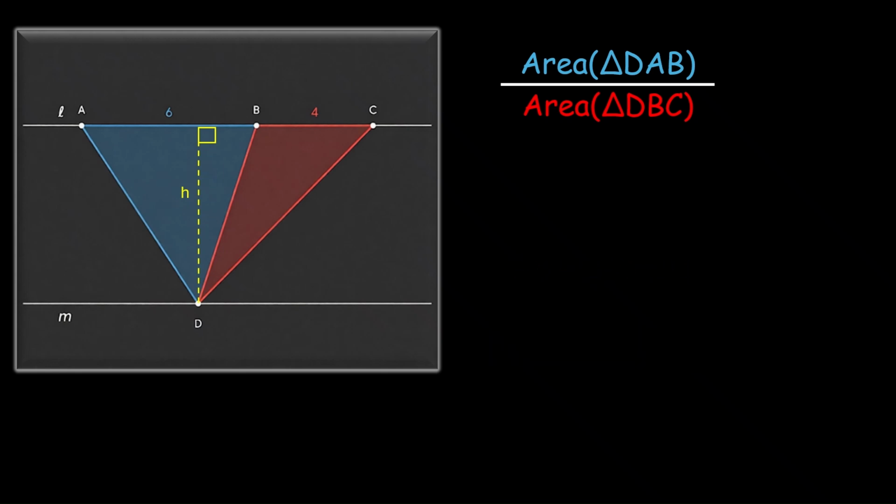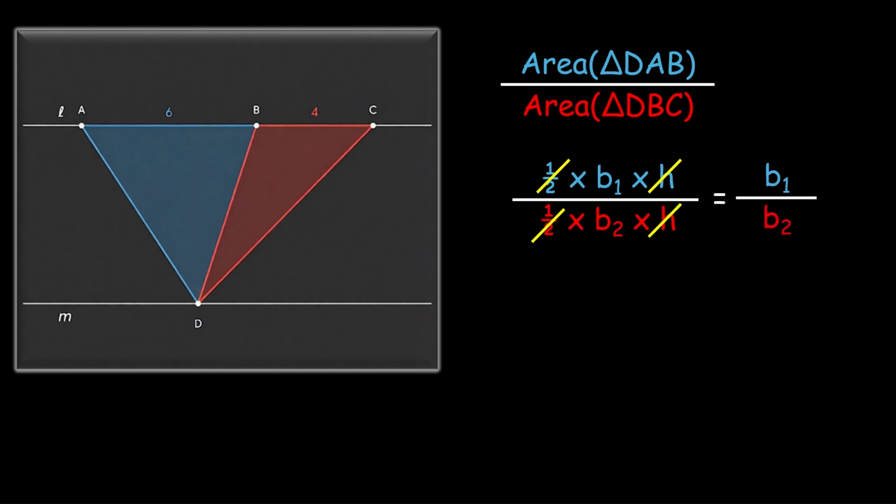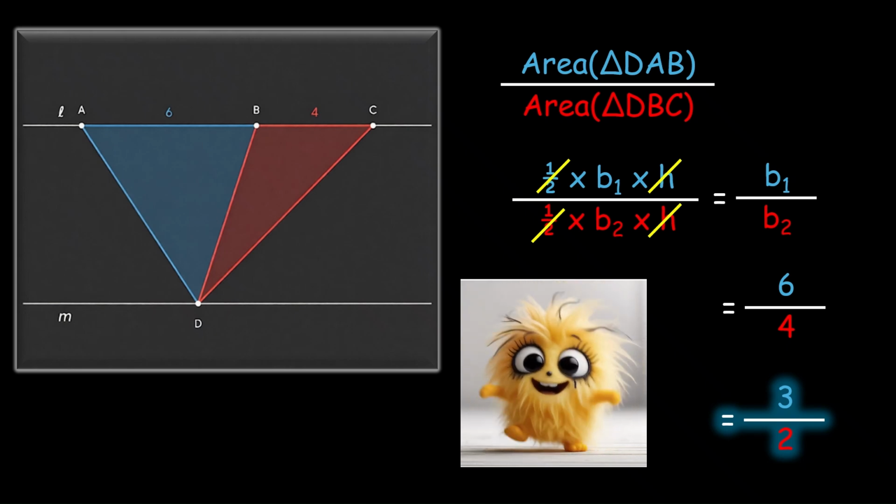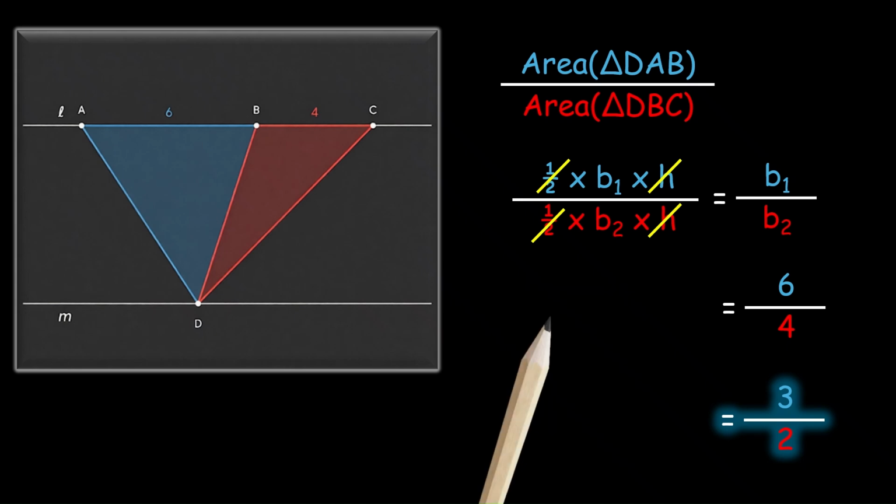These triangles are trapped between the same 2 parallel lines, sharing the same vertex. Their height is identical. In a ratio, identical values are noise. The height cancels out. The ratio of the areas is simply the ratio of the bases. 6:4 or 3:2. You solve it before the amateur even sharpened their pencil.